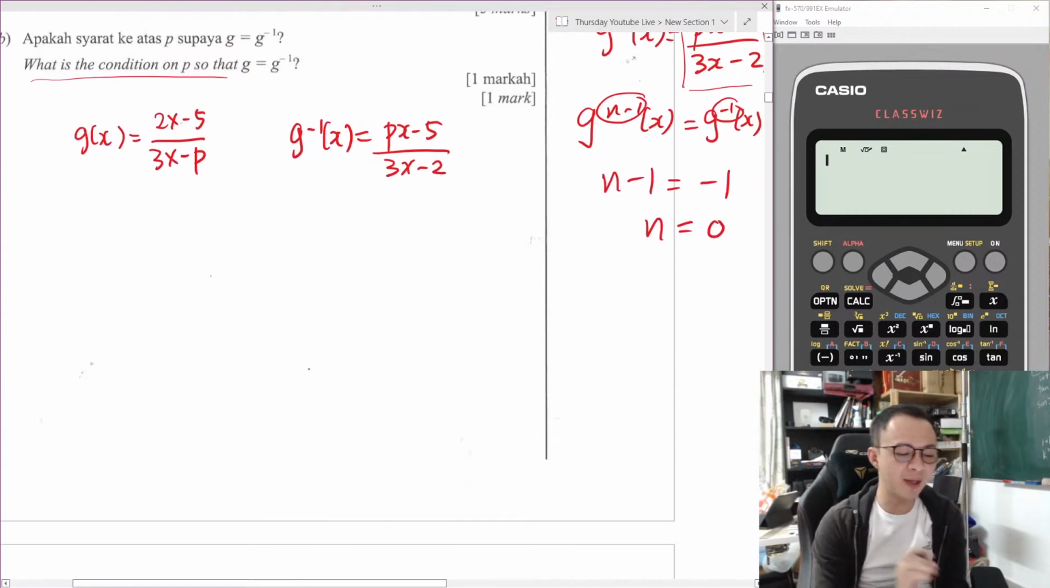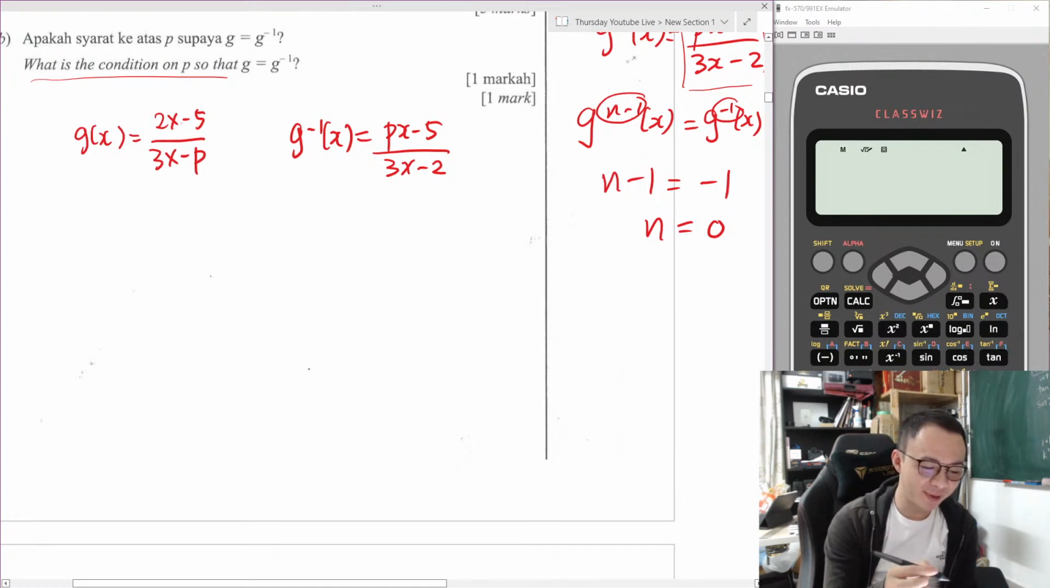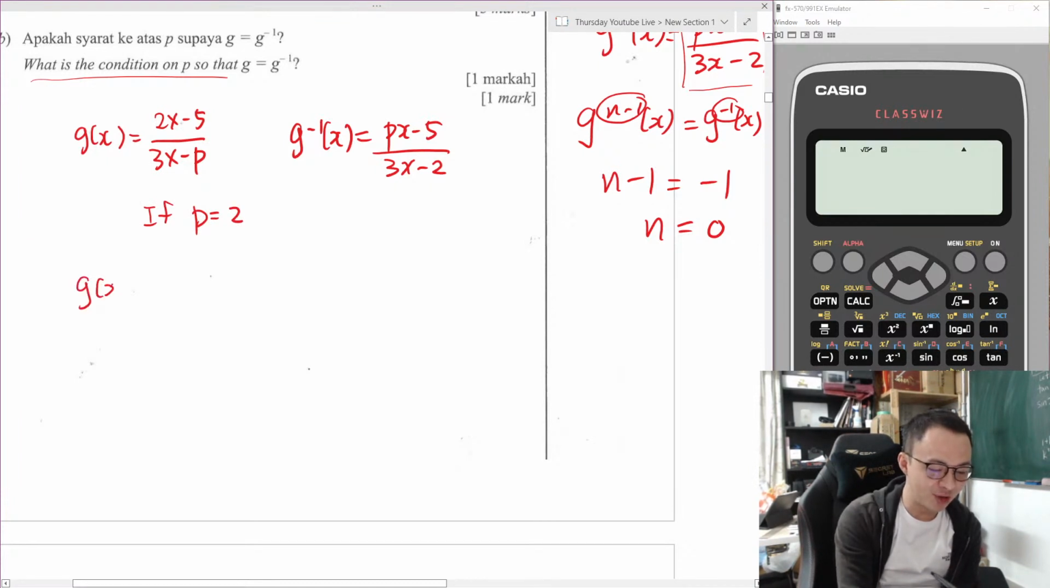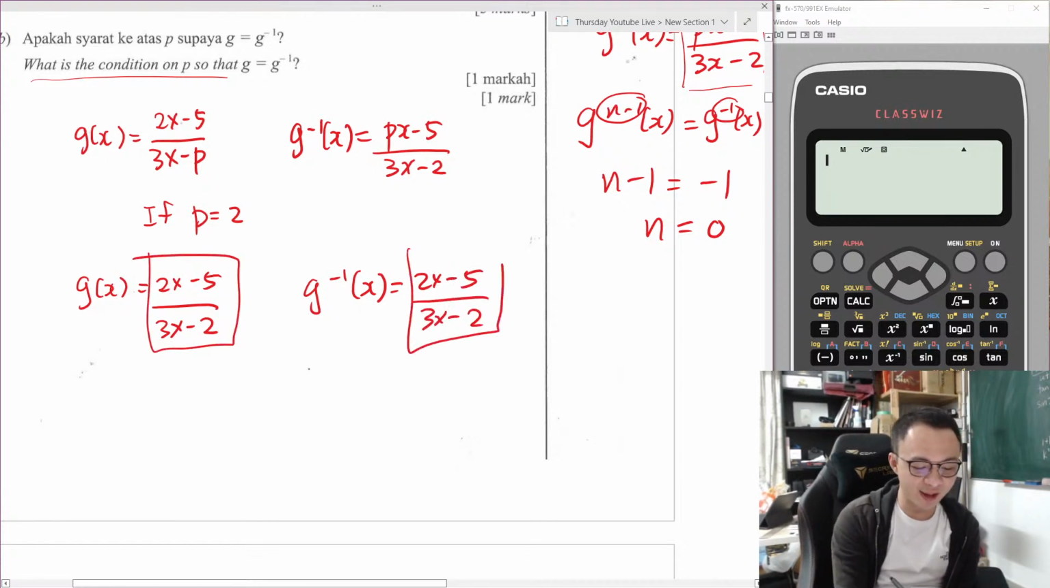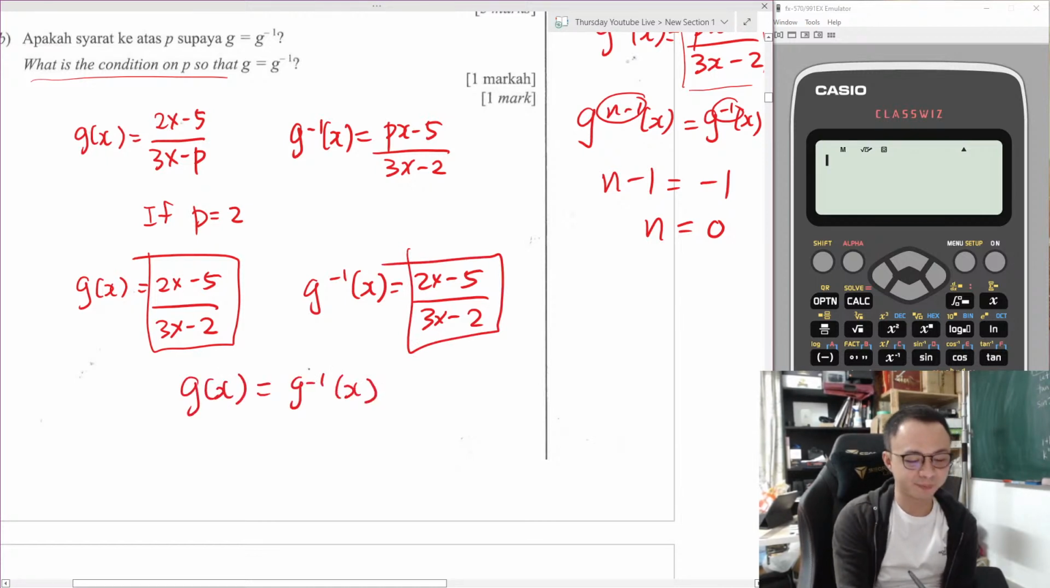Okay, if I want to make both of the expressions equal, what we can do is just copy them. So if p is equal to 2, you see what happened? My g(x) becomes 2x minus 5 over 3x minus 2. My g inverse x will become 2x minus 5 over 3x minus 2. You realize both of them will be equal, isn't it? Then g(x) will equal g inverse x.